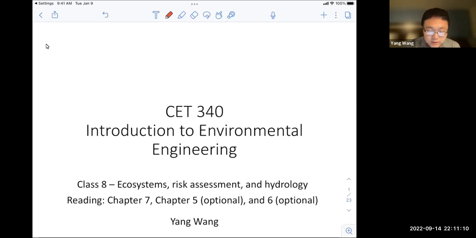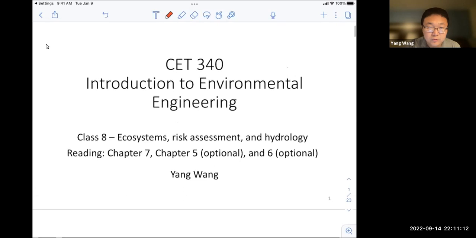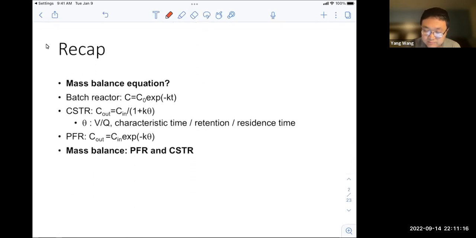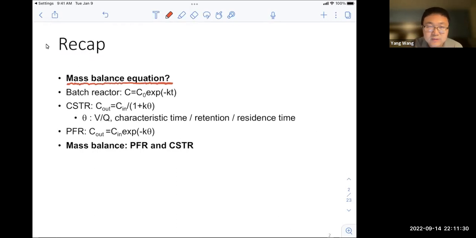Again, we can do a quick recap of our last class. Last class, we derived some differential equations to talk about the performance of the flow reactors. We basically started with the mass balance equation, which can be represented with a few abbreviated terms: accumulation equals in minus out minus reaction.